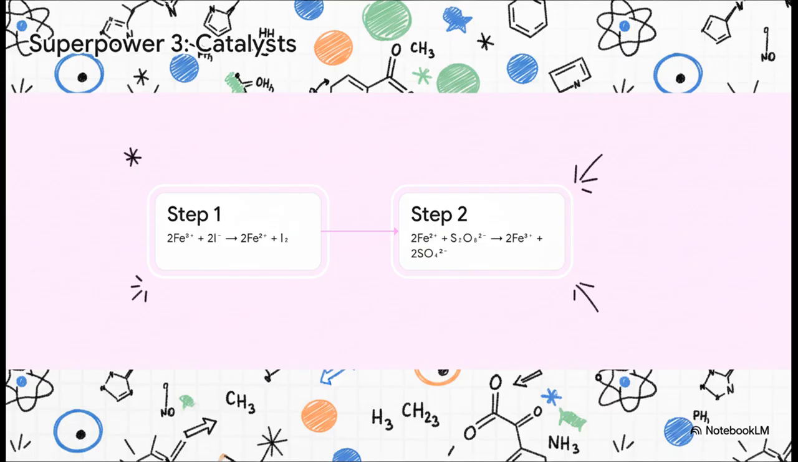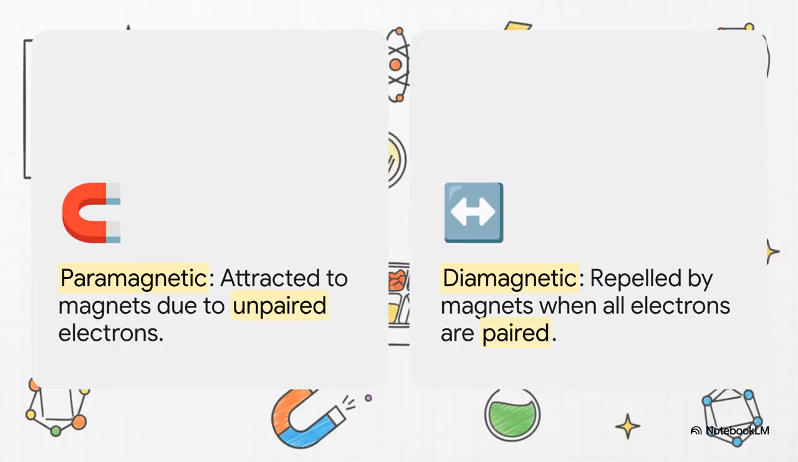So cool. And last but not least, they're magnetic. So if a substance has unpaired electrons that are single in their orbitals, it gets weakly attracted to a magnet.